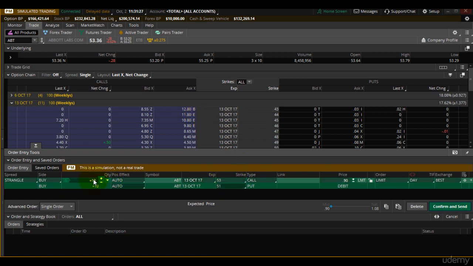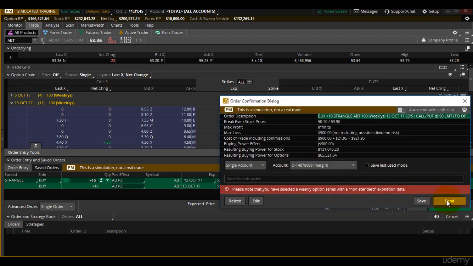We are trading 10 options contracts in this example. The symbol or stock is ABT, that is Abbott Labs, and the call price is 53 and the put price is 51, that is the lower Bollinger Band 51, the higher Bollinger Band 53. It's a 90-cent debit transaction and we are sending it to be traded, and as you can see that 90 cents multiplied by 10 option contracts is equal to $900 loss.